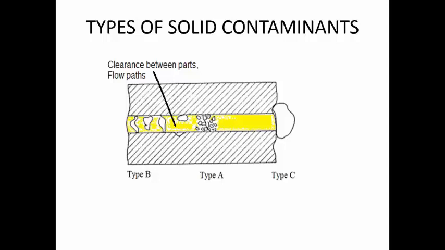Cleaning the system is very difficult and avoiding type A is also very, very difficult, because if you want to avoid type A contaminants, then you require a hydraulic filter with a very, very fine mesh. Now, when you have a very fine mesh and you want to pass the hydraulic fluid through the filter, you require a lot of pressure, which means there is going to be a lot of pressure drop across the filter.